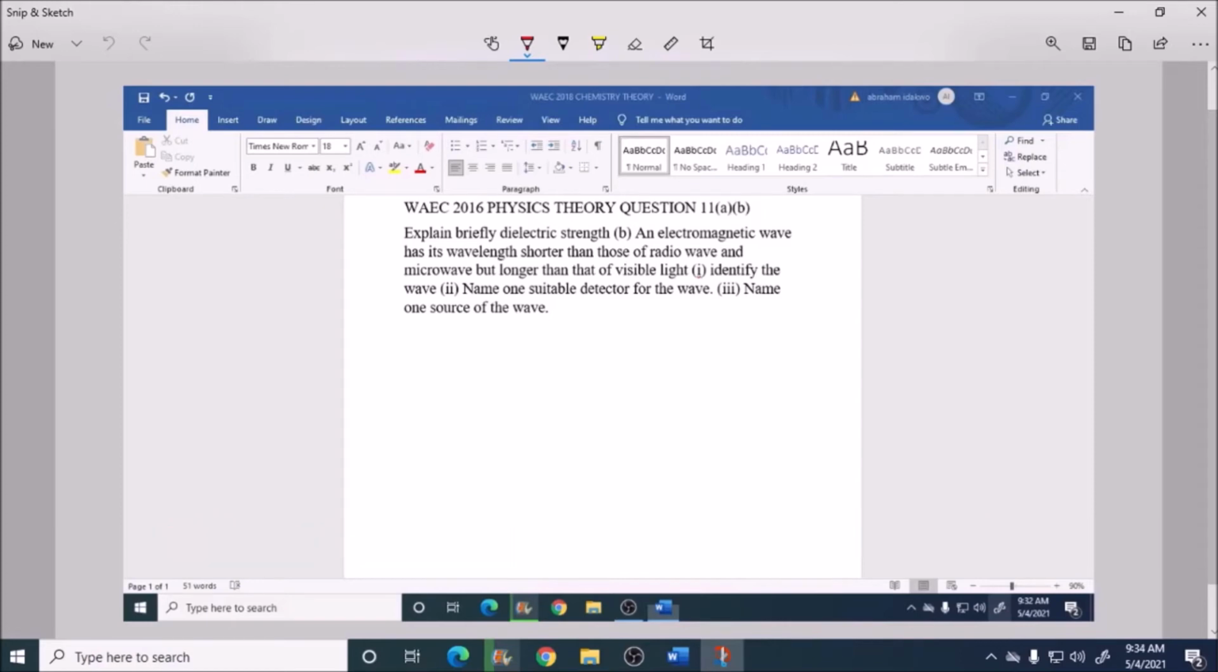Now first, let us discuss dielectric strength. What is dielectric strength? It is the maximum potential gradient or electric field strength an insulator can withstand without breaking down. It is measured in volt per meter.